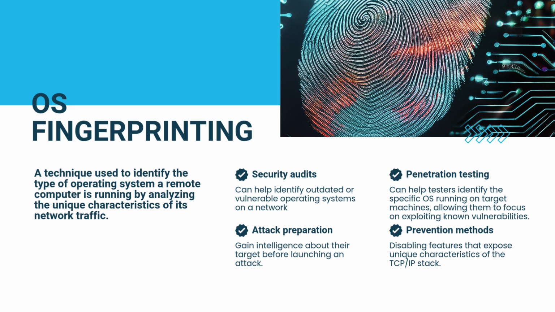This is a big deal in cybersecurity. If an attacker knows you're running Windows Server 2016 or Ubuntu 18.04, they can look up known vulnerabilities for that exact version and target their exploits. That's why fingerprinting is often one of the first active steps in a penetration test. It helps focus the attack plan.